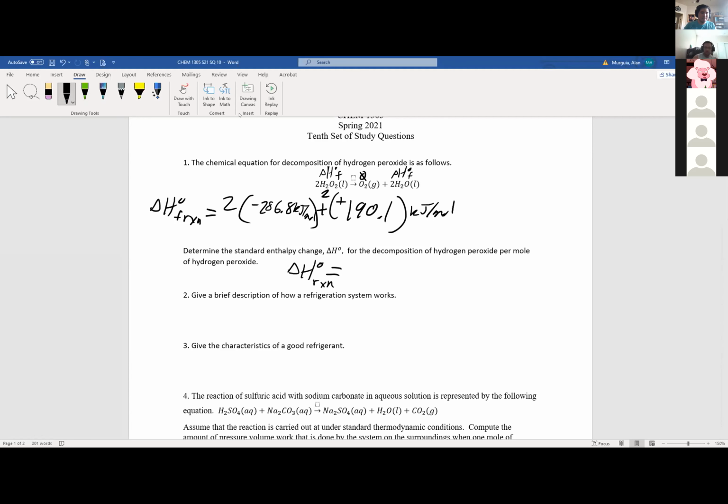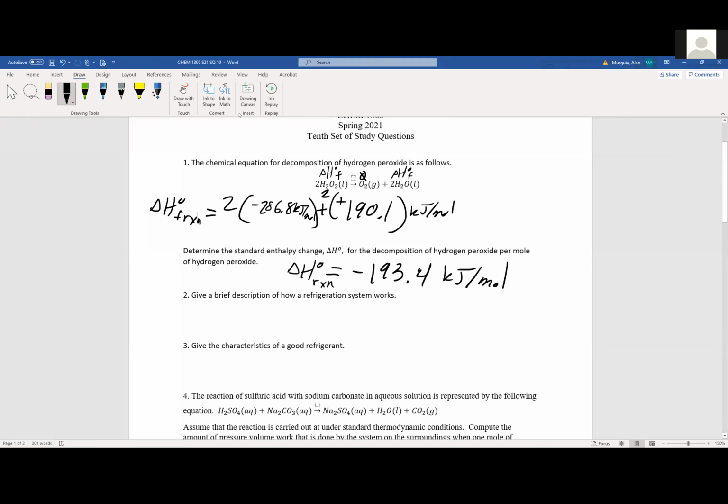So if we put this into our calculator, hopefully, let's see here. We should end up with around the range of negative 193.4 kilojoules per mole. Does everyone agree? Anyone disagree? Anyone got something similar around this range?